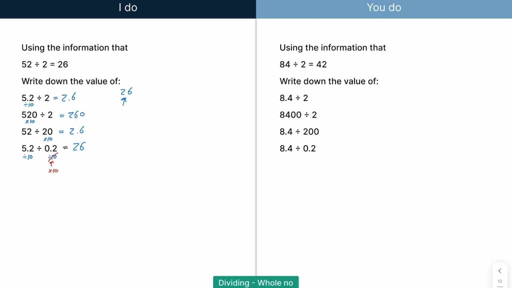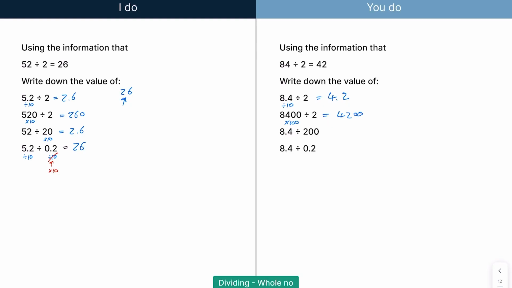So hopefully you've pressed pause and had a go at the example on the right. If I look at the first example, we can see that this has been divided by 10, so I just divide my answer by 10, hop it one to the left. With the next one, it's been multiplied by 100, so I just multiply my answer by 100, straightforward.